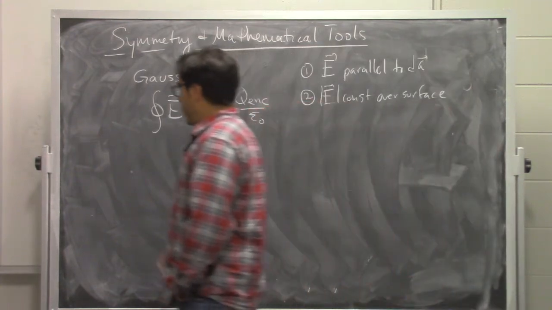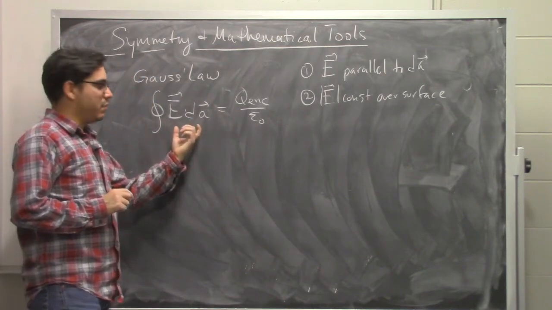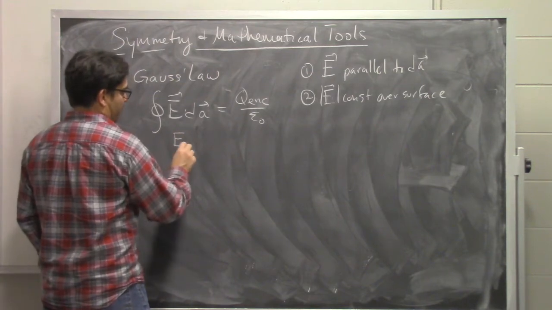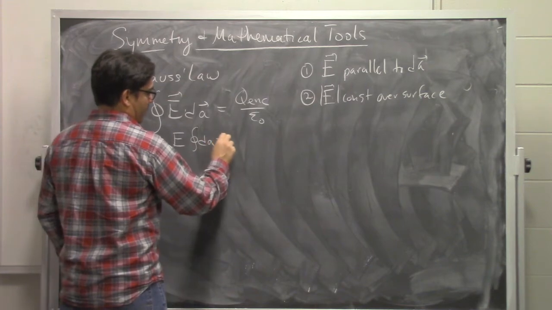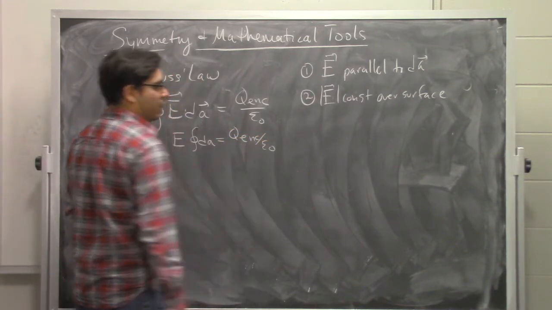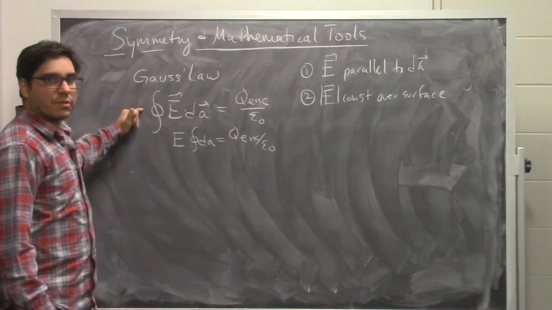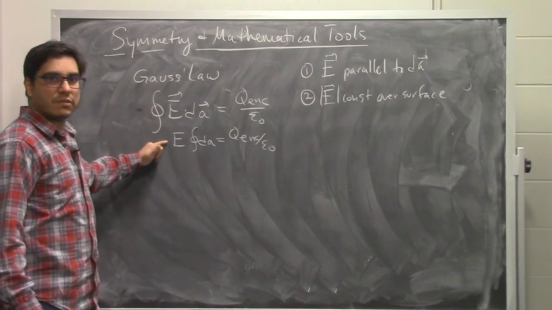If we were able to say both of those things, this dot product became much more simplified, namely that we would end up with a magnitude of the electric field integrated over some area equal to the enclosed charge divided by epsilon 0. That's when Gauss's law is useful. Now, this statement of Gauss's law is always true. It's just not always applicable because we can't always get to this.